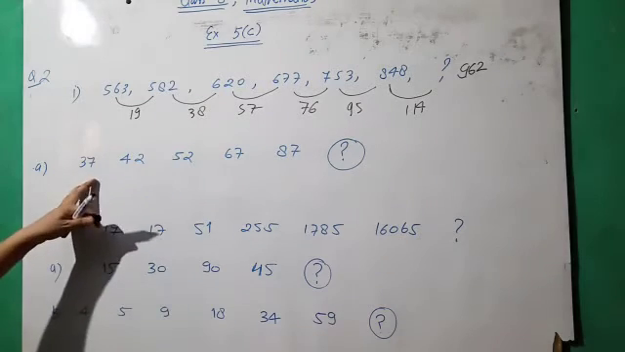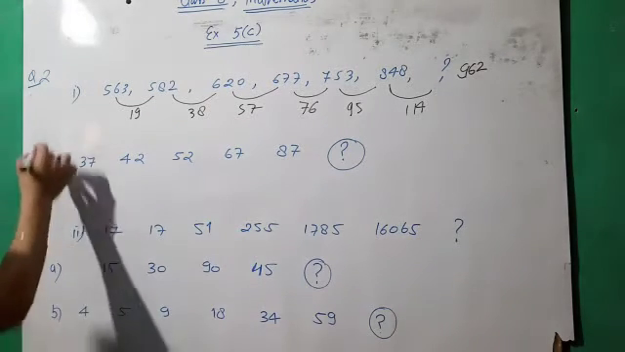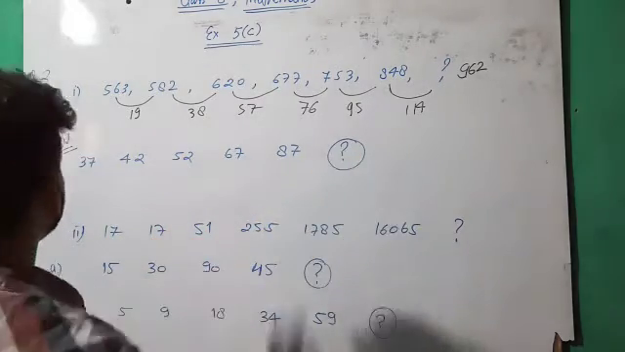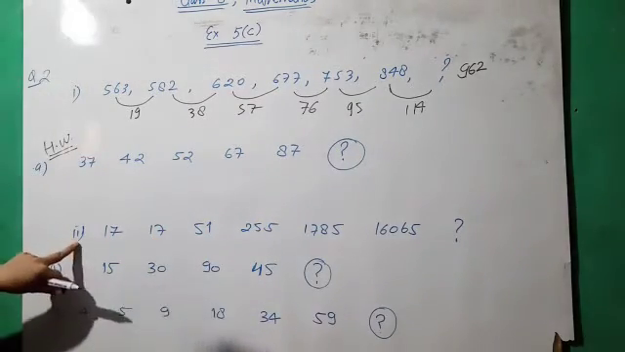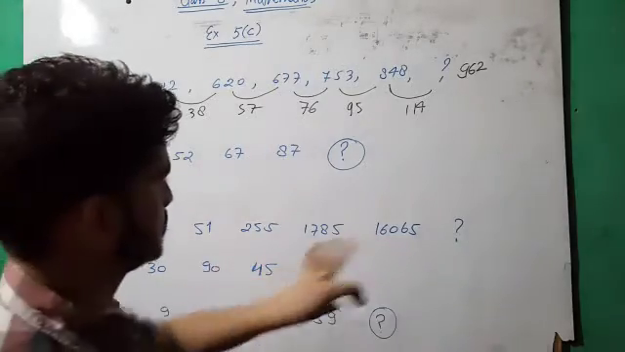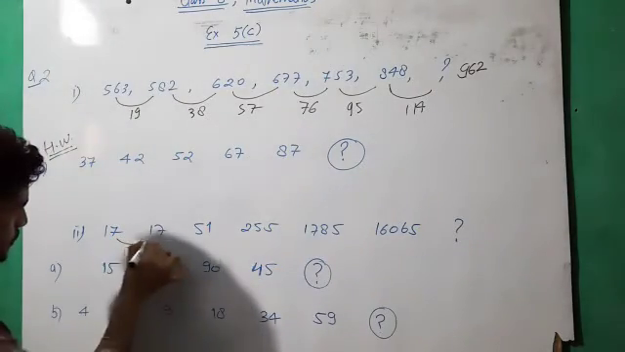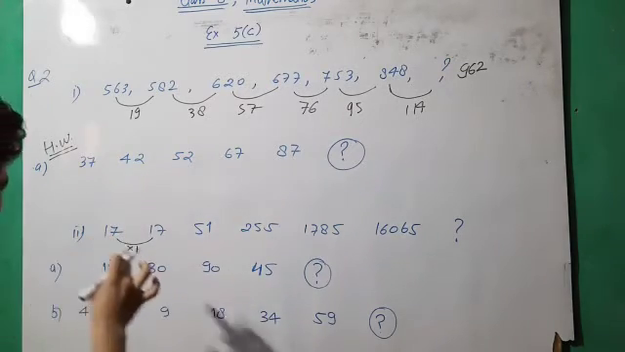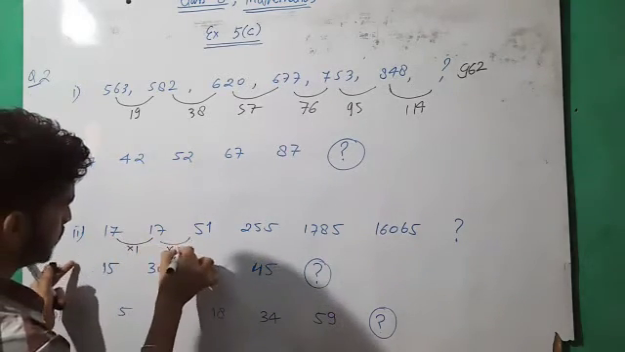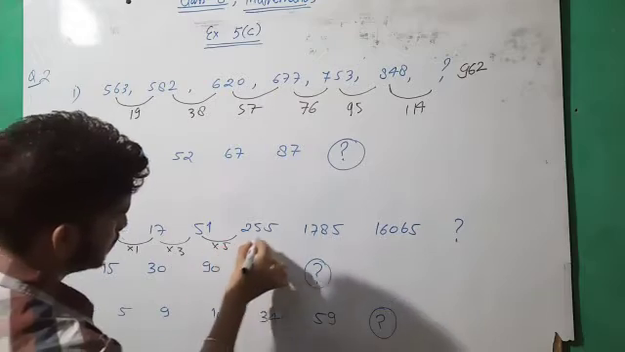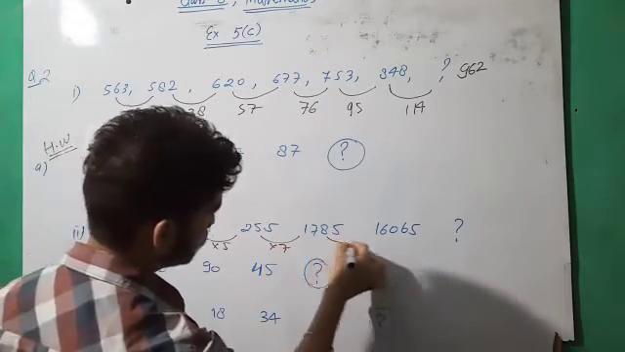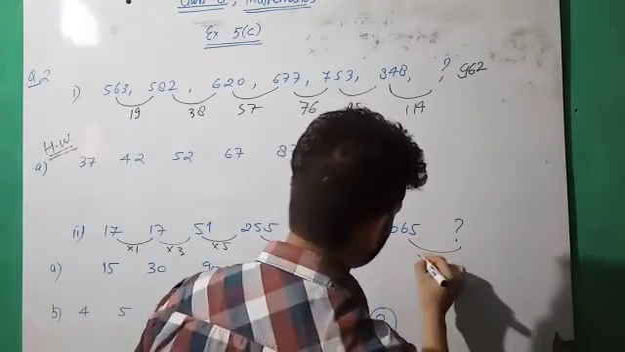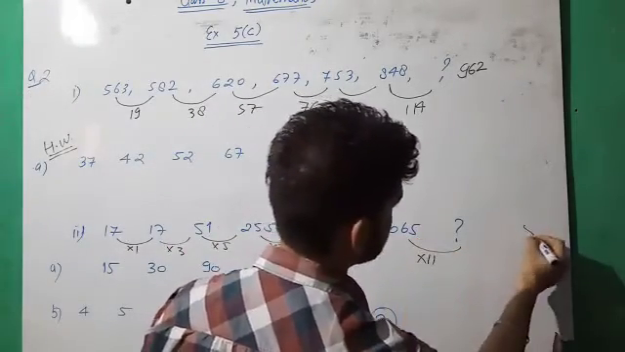Okay, this is based on the series of difference. So you have to find out this. This is your homework. Okay, you have to find out the missing value of this series. Now the second question is 17, 17, 51. This is your question. So here we have the series of multiplication: into 1, into 3, into 5, into 7, into 9. So now we have to multiply with into 11. So if we multiply it with 11, so 5.